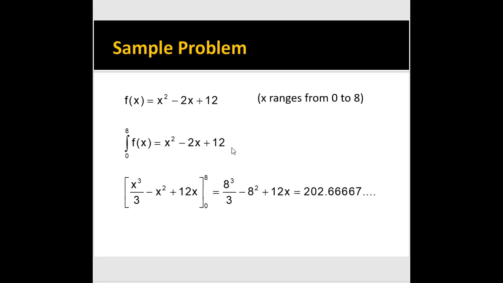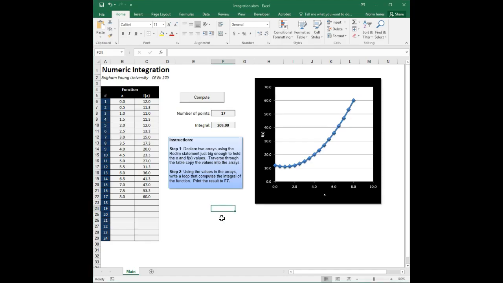If you integrate this equation right here, you get x cubed over 3 minus x squared plus 12x, and you evaluate that between 8 and 0. And so if you plug that in, the 0 part is 0. So if you plug in the 8's, you get 8 cubed over 3 minus 8 squared plus 12 times 8, which equals 202.67. So the actual value is 202 1/3, but we're getting 203. But that's okay. This is numerical integration. It's meant to be approximate. And so that's pretty close.